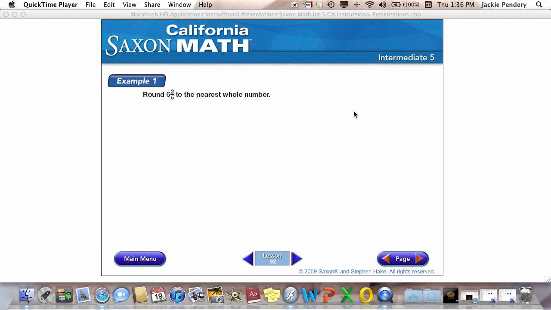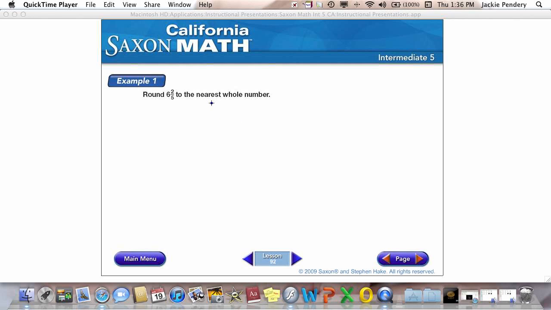So we all know that if we have the number 66, that rounds up to 70. If we have the number 6.6, we would round that to the whole number 7. So we're going to do the same thing today, but using fractions. So here I have 6 2/5, and I want to round it to the nearest whole number.